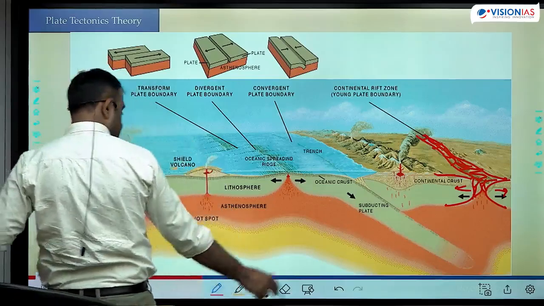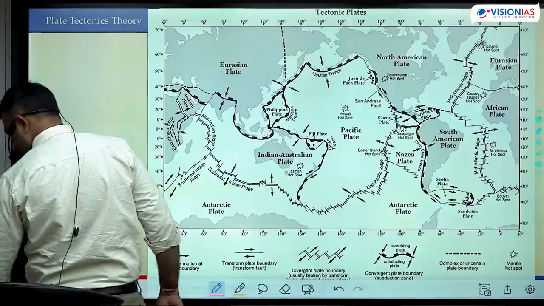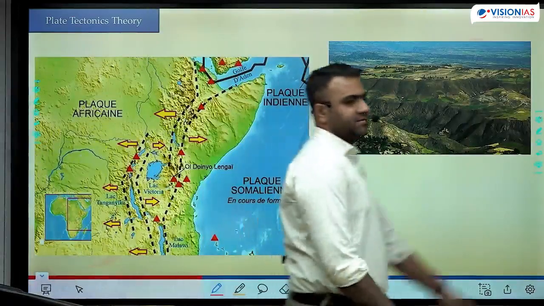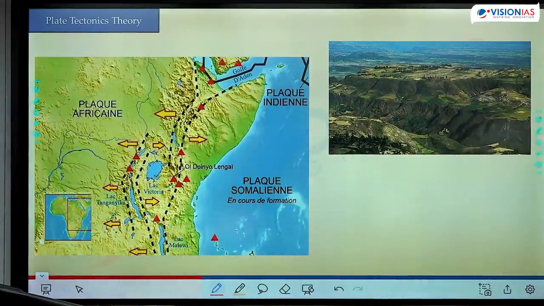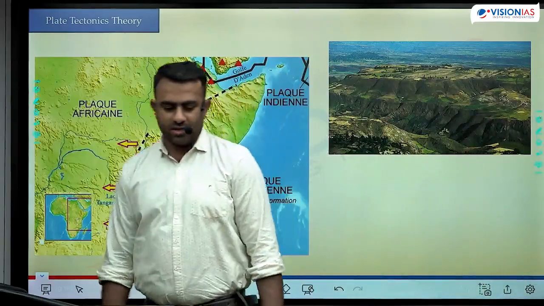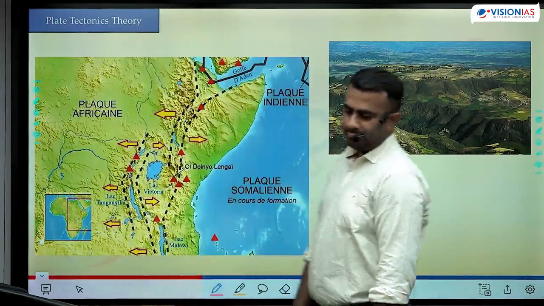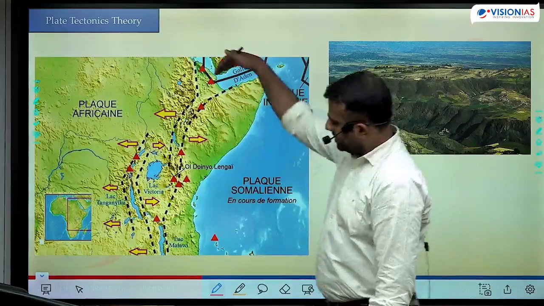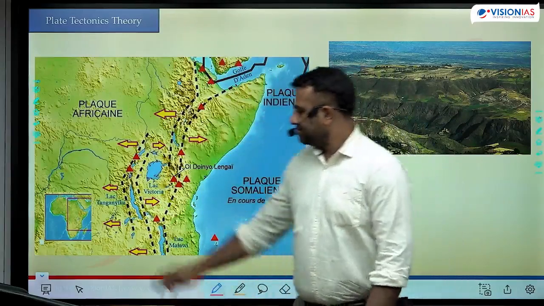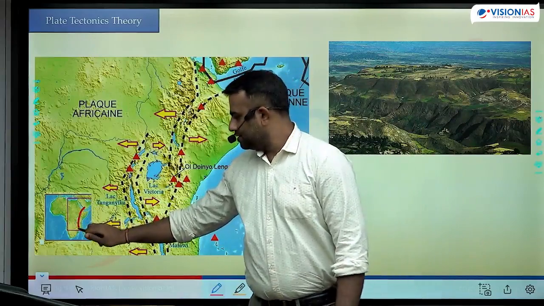Best example is the East African Rift Valley. The entire eastern part of Africa is cracking right now. It is in the first stage. What is the name of the first stage? Intracontinental rifting. This entire part is rifting and cracking, like this.